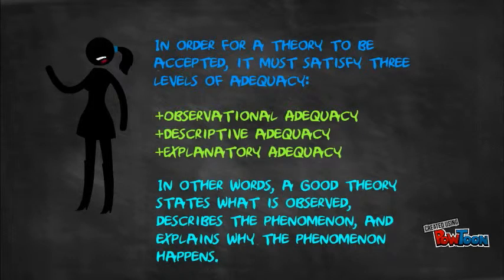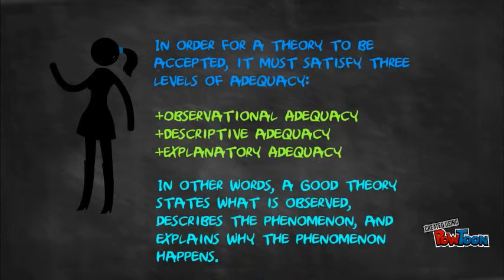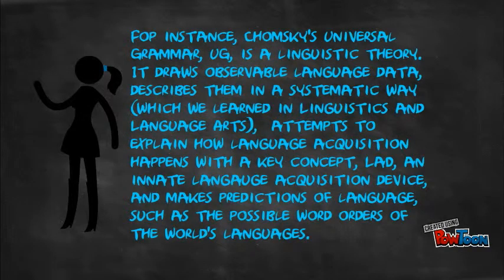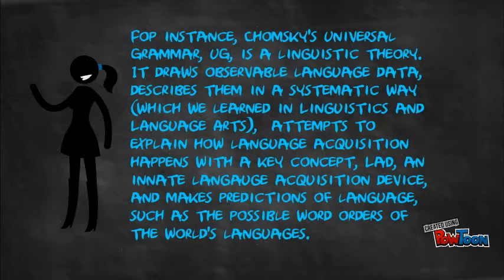For instance, Chomsky's universal grammar, UG, is a linguistic theory. It draws on observable language data, describes them in a systematic way, which we learned in linguistics and language arts, attempts to explain how language acquisition happens with a key concept, LAD, an innate language acquisition device, and makes predictions of language, such as the possible word orders of the world's languages.